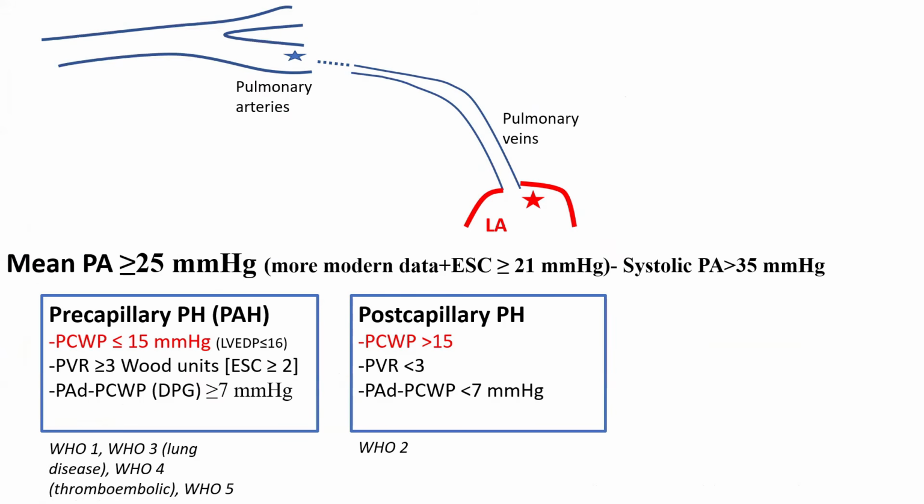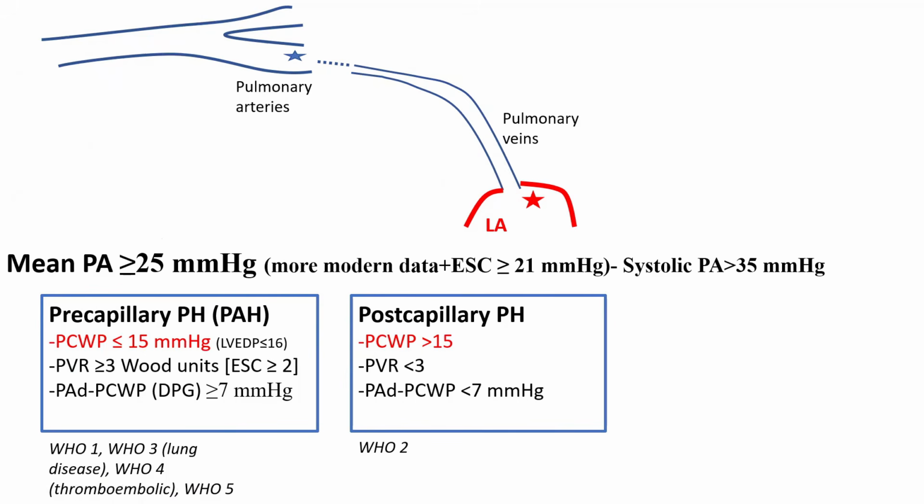Now I want to give reminders and updates on the definition and hemodynamic subtypes of pulmonary hypertension. It used to be that PH is defined as mean PA 25 millimeters of mercury or more, but ESC guidelines now use a cutoff of 21 millimeters of mercury. I still think 21 to 24 is a gray zone.